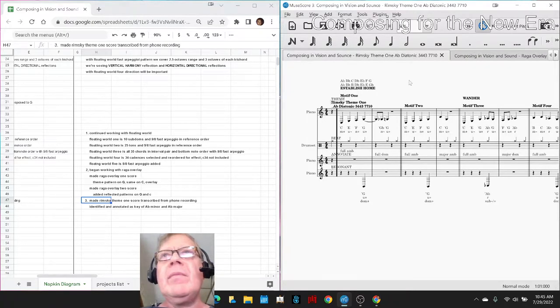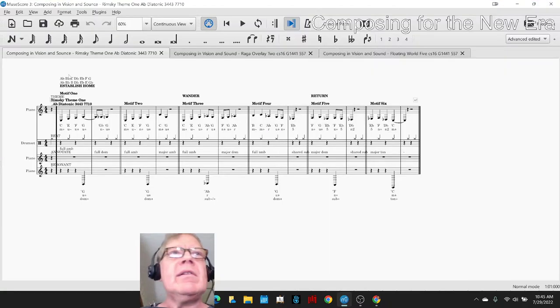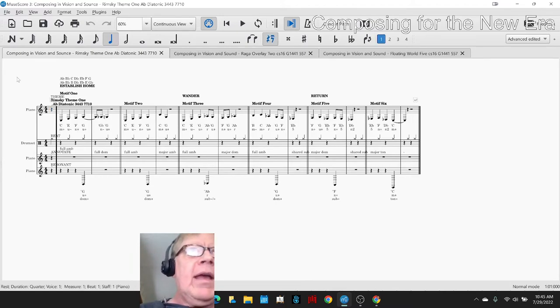Rimsky Theme is something that's been humming in our head for a week or two, and we analyzed it and figured out what key it's in after we transcribed it.